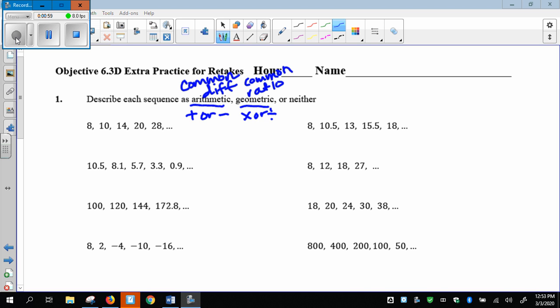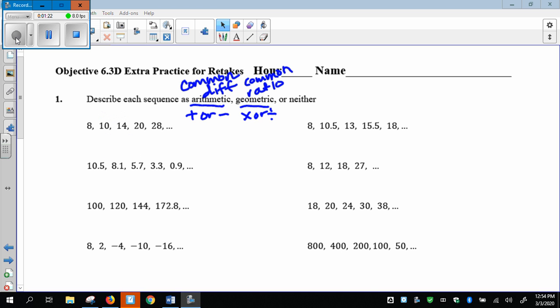So to check if it's arithmetic, I'm going to subtract consecutive terms. So I'm going to do 10 minus 8, which is 2. So this one's going up 2. And then I'm going to do 14 minus 10, which is 4. And so this is going up 4. So this is not arithmetic because I'm adding different amounts.